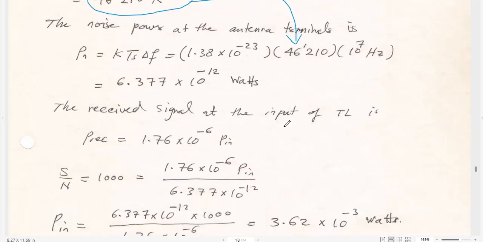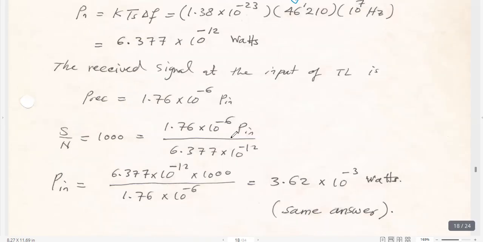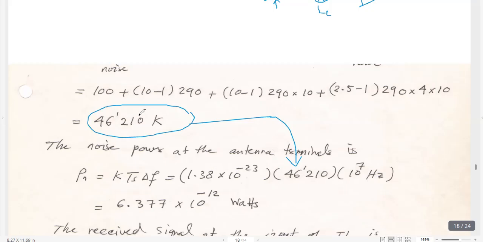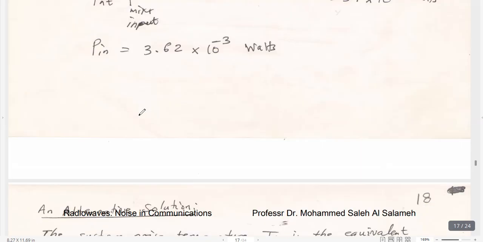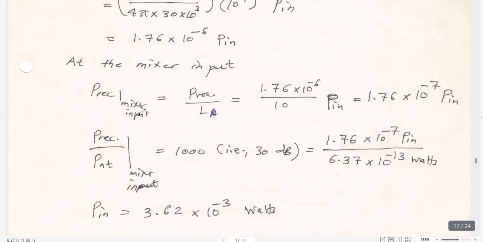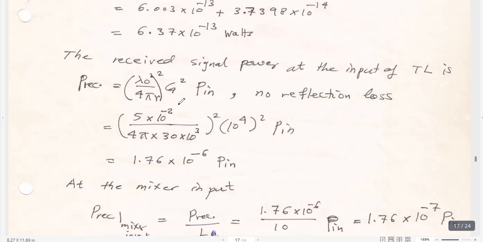Now we want the noise power at the input of the antenna. This is the noise power at the input of the antenna. Now the signal to noise ratio is 1000. Now P received, we calculate from Friis transmission formula. It is P input times the gain squared times the free space loss, which is lambda naught over 4 pi r, all squared. This is P received.